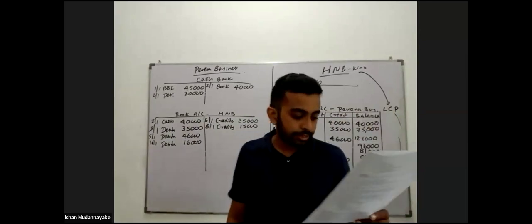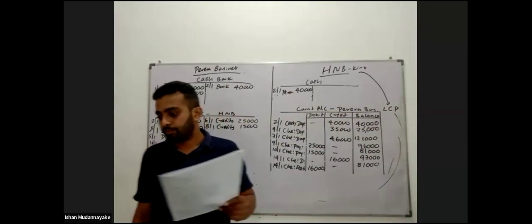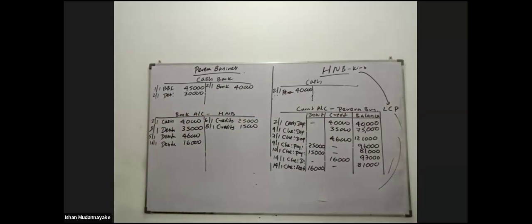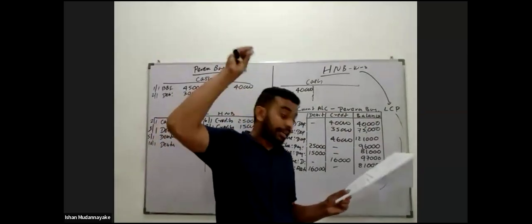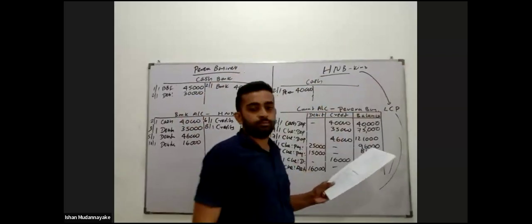Next, look at the next transaction, 15 January. Direct remittance by a debtor to the bank, 20,000. What do you mean by direct remittance? Direct remittance is when a debtor directly deposits cash into our bank.